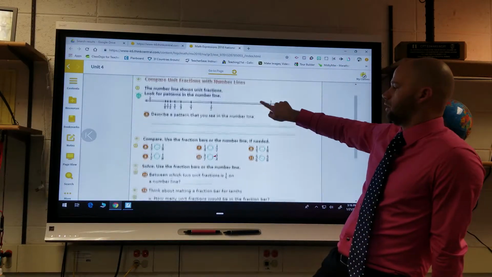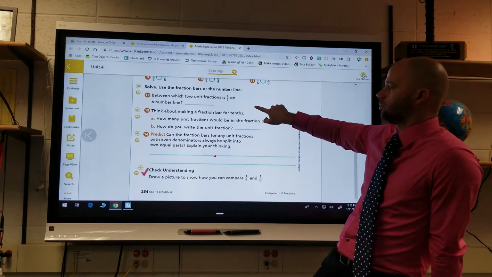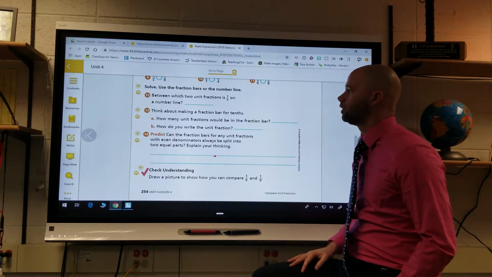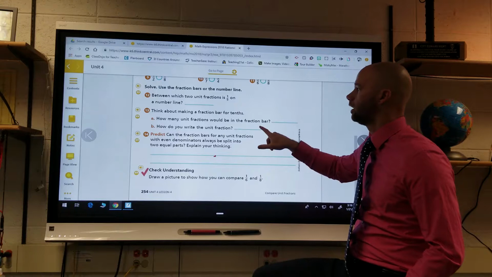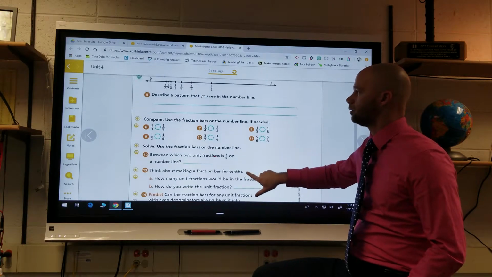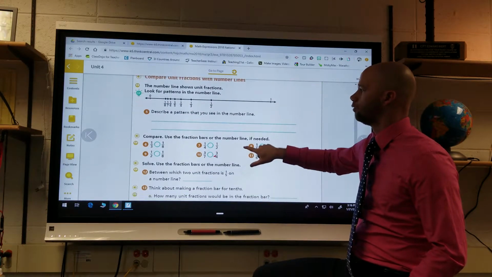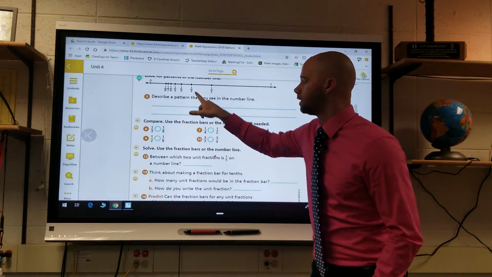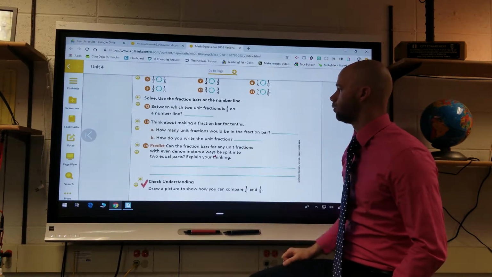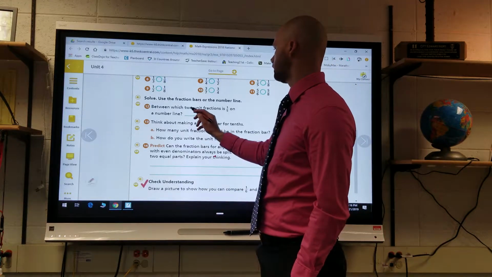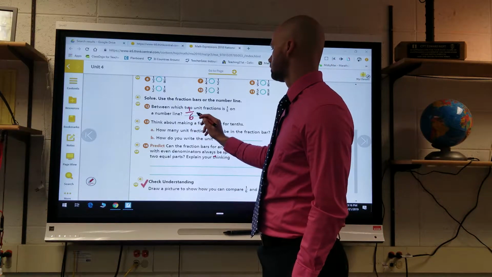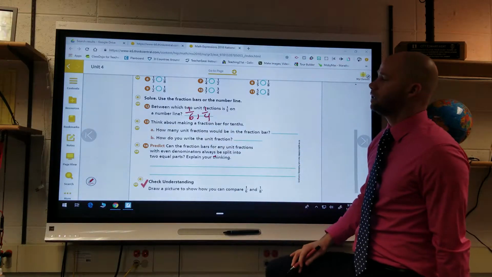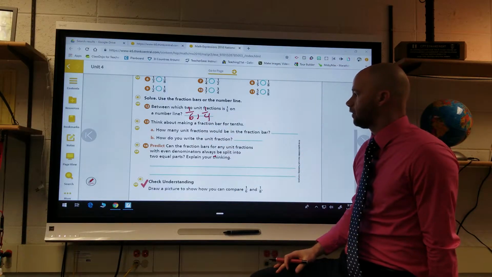All right, and lastly, our last little bit here. So use the fraction bars on the number line. Between which two fractions is 1/5 on the number line? So if you look back up here, 1/5 is between what? 1/6 and 1/4. Okay, so 1/5 is between 1/6 and 1/4. So you're going to put that here. And those can be in either order. I don't really care.